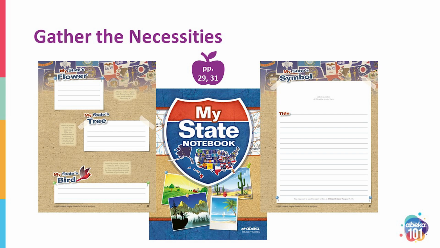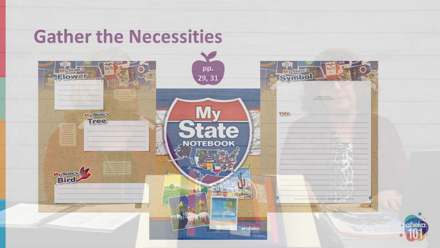You'll see on this other page, page 31, it says My State's Symbol. Now this one's a little bit different. These other ones we just had room for 1 or 2 sentences. Here's an example where they can do some cross-subject integration, take what they're learning about composition in language class, in writing class, and write a little bit longer of a paragraph about their state's seal or symbol. But the tip for success here is gather the necessities. Gather up what you need to be successful in teaching your student through these lessons of state history. Number 4, take advantage of the extras.